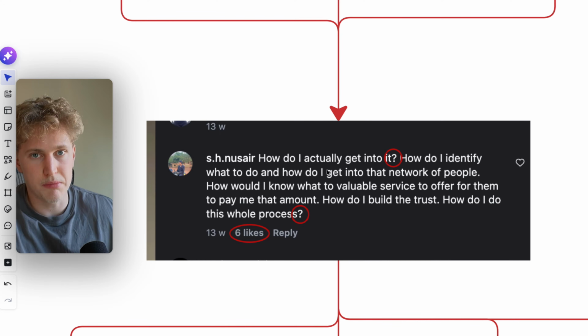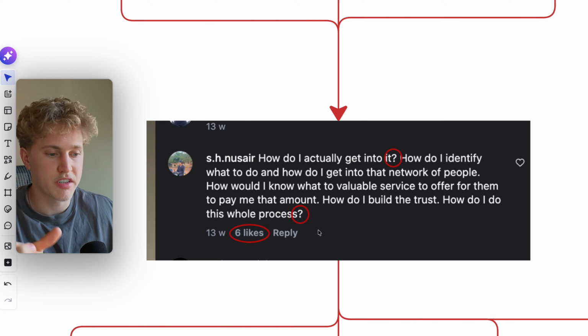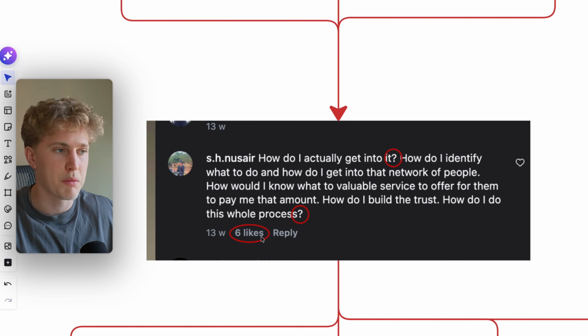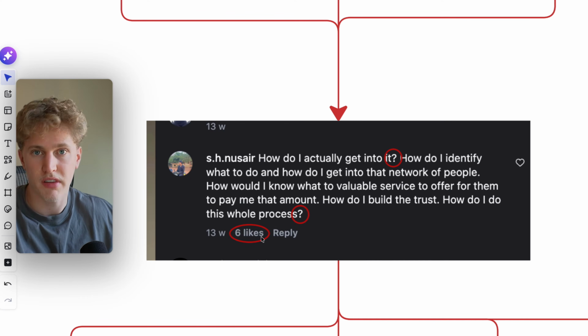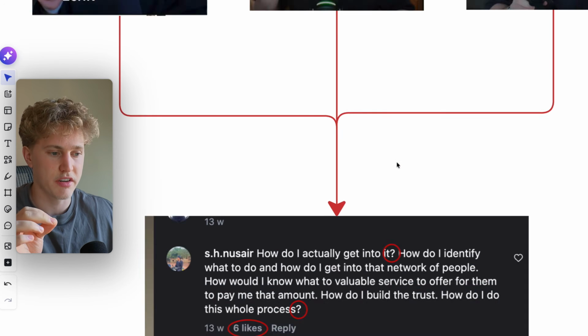And you can see here is a perfect example of a comment of what you're looking for, where people are asking questions. People are also liking the fact that other people are asking questions. I mean, what does it show you when someone else is liking a comment? It shows you that other people are interested in the same thing. This is golden.